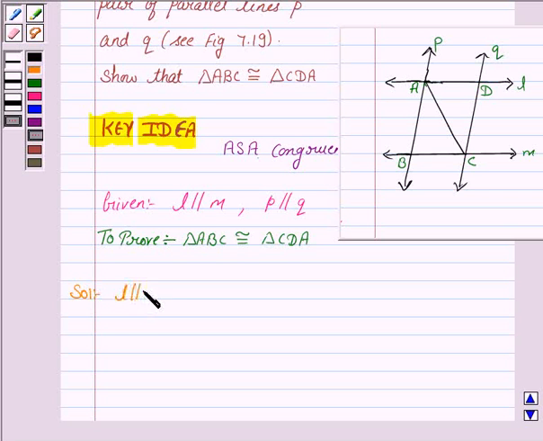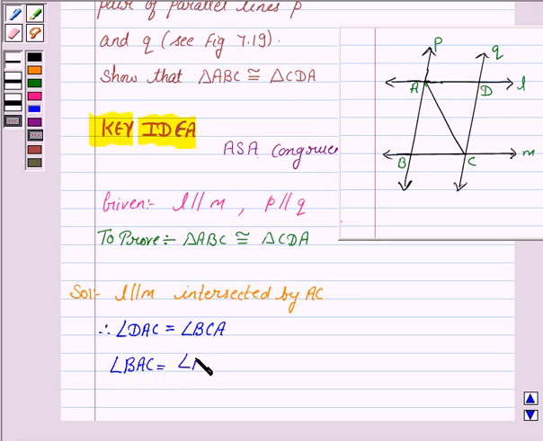We are given that L is parallel to M and they are intersected by AC. Therefore, angle DAC is equal to angle BCA. Also, angle BAC is equal to angle ACD, because they are alternate angles.